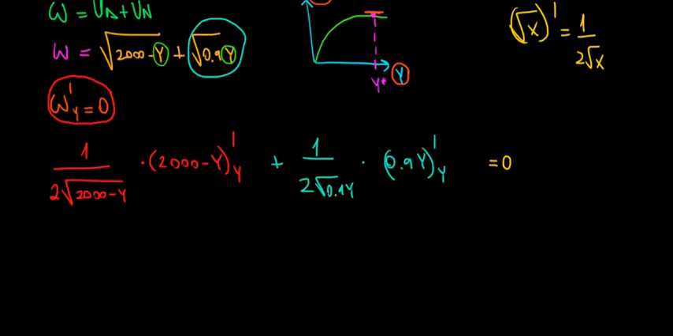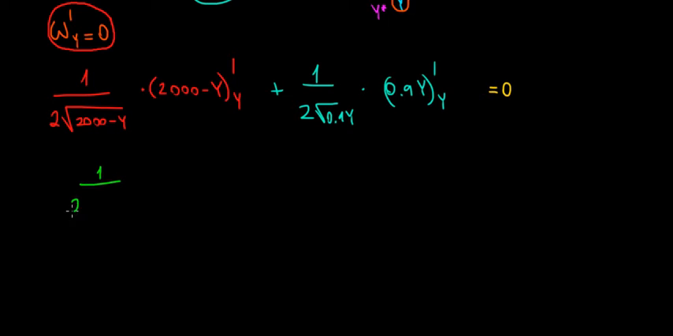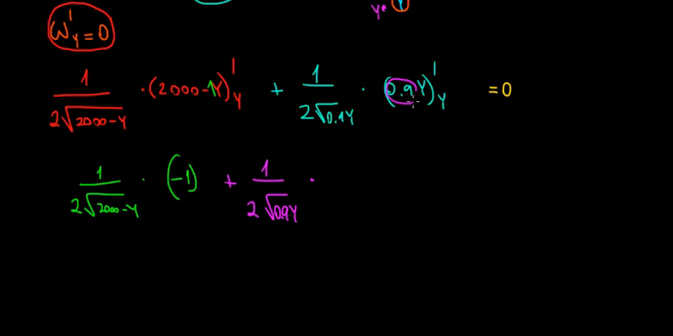We will have the following. We will have 1 divided by 2 times square root of 2000 minus y multiplied with, what is the derivative over here? Well, 2000 minus y derivative, we're left only with minus 1, right? The constant over here. That's going to be minus 1, and then we go to the next term, and we do the same. Plus 1 over 2 times square root of 0.9y, and over here, what is the derivative of 0.9 times y? Well, that's just going to be the constant. So we will have times 0.9, and that's equal to 0.